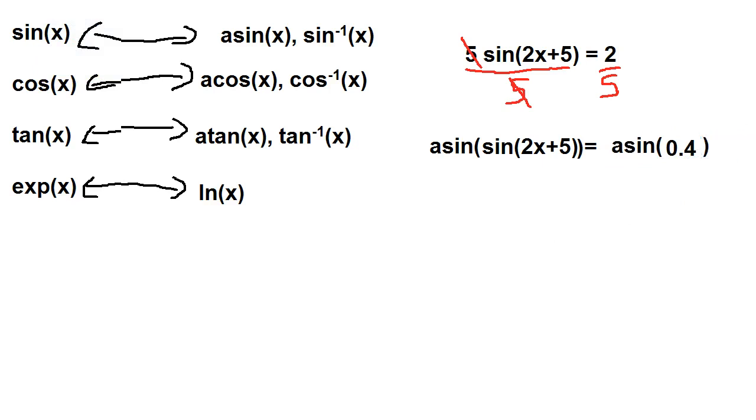Now, on the left-hand side here, these are going to cancel out with one another. So basically on the left-hand side, you'll simply be left with 2x plus 5, which is something that you know can be isolated again with just inverse operations. Now, on the right-hand side, you're going to apply the inverse sine function of 0.4.